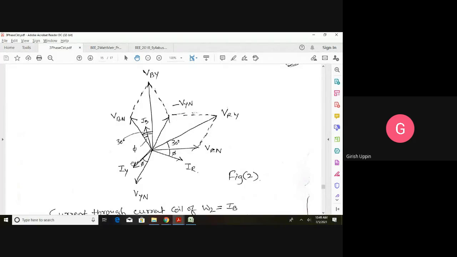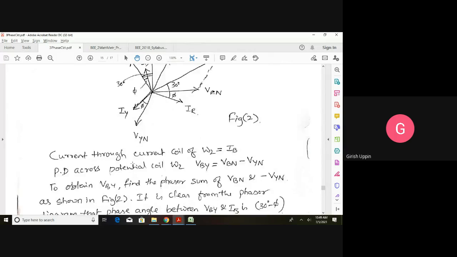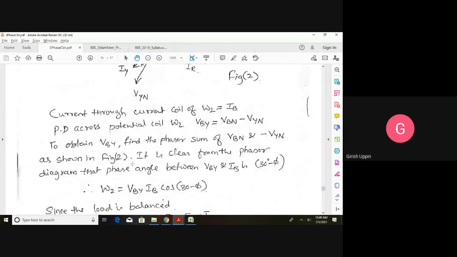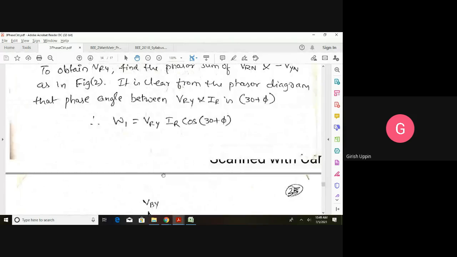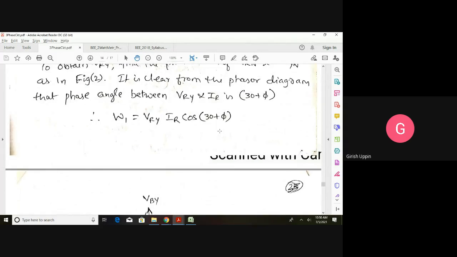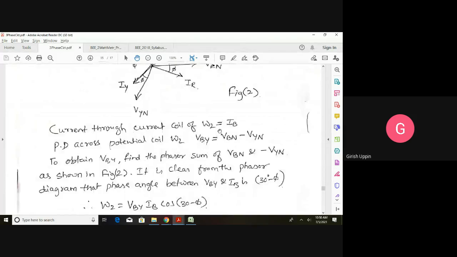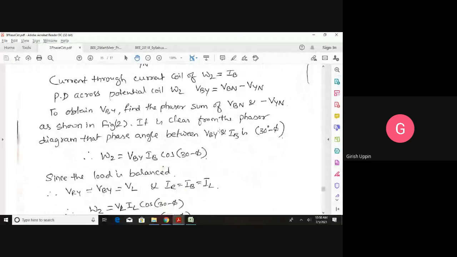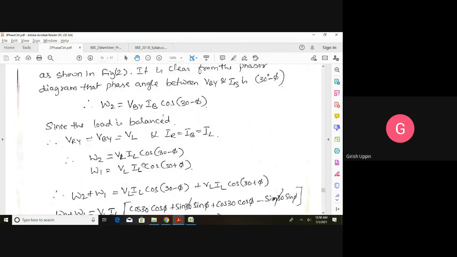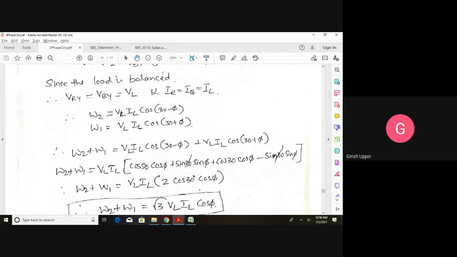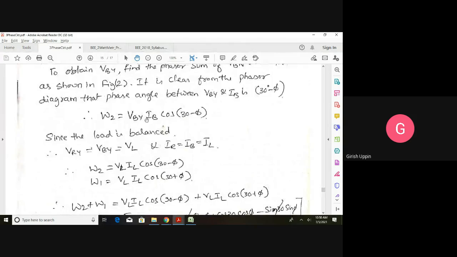So that is how we get two important equations that we have to remember. First one is W1 equal to VRY into IR into cos of 30 plus phi, and wattmeter 2, VBY into IB into cos of 30 minus phi. Once you do this much, the circuit diagram, the phasor diagram, once you identify these two equations, then the rest of the things are very easy. Now, what we are going to do is write this equation in terms of the line voltages.